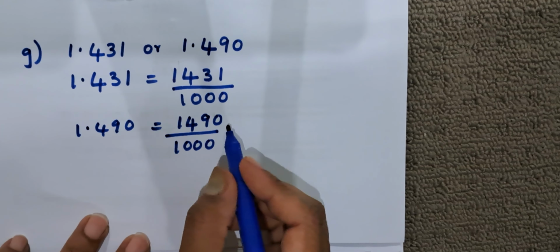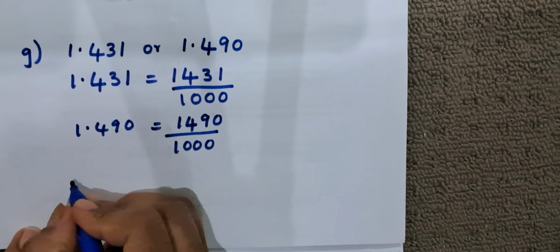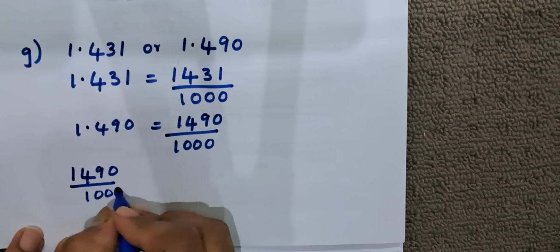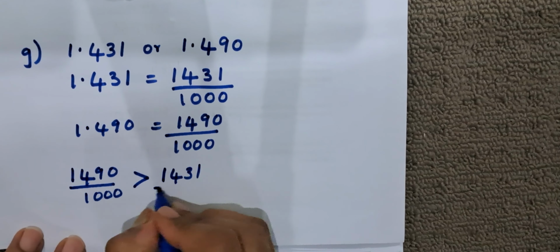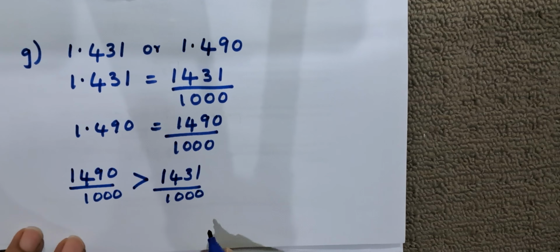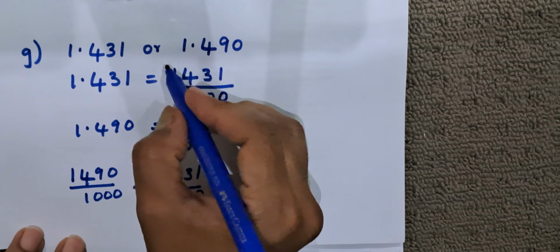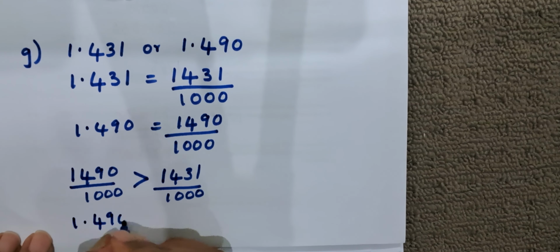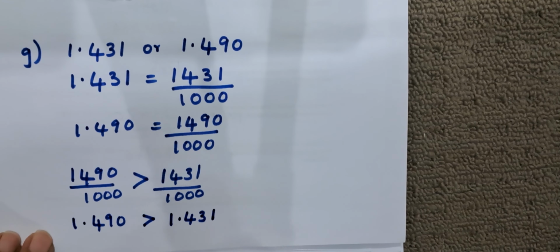Which numerator is greater? 1490 is greater. So 1490 divided by 1000 is greater than 1431 divided by 1000. So 1490 divided by 1000 is the second decimal number. So 1.490 is greater than 1.431. This is the answer.